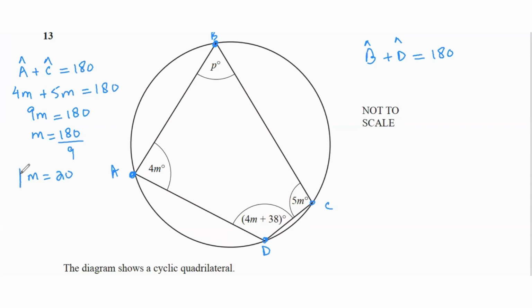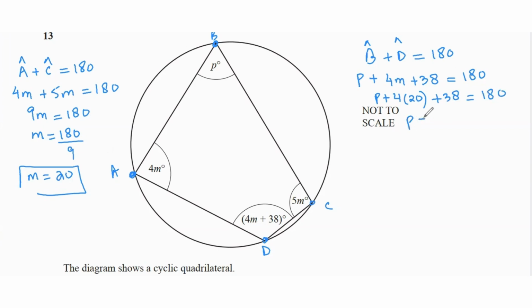That's 20. Now for B, that's P plus 4M plus 38 equals 180. Now that we know what M is, we can substitute the value over here and find the value of P.